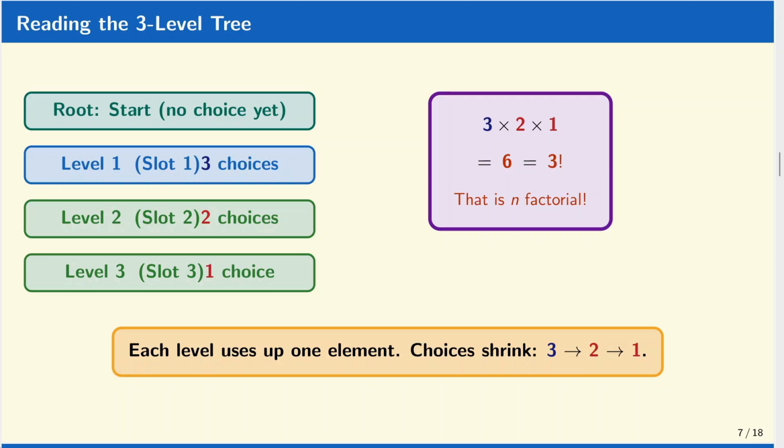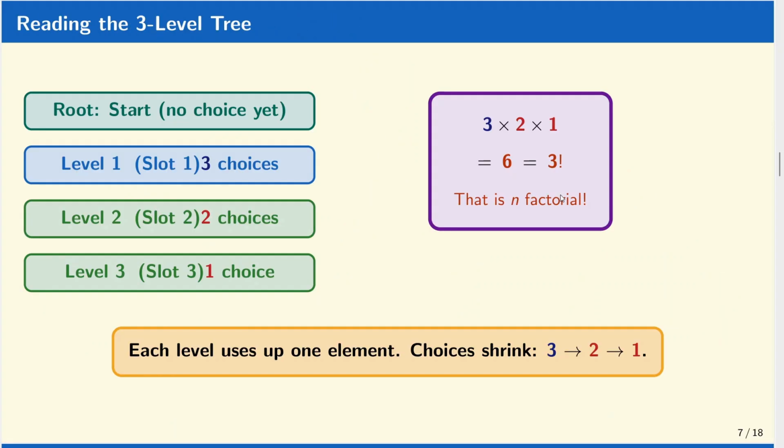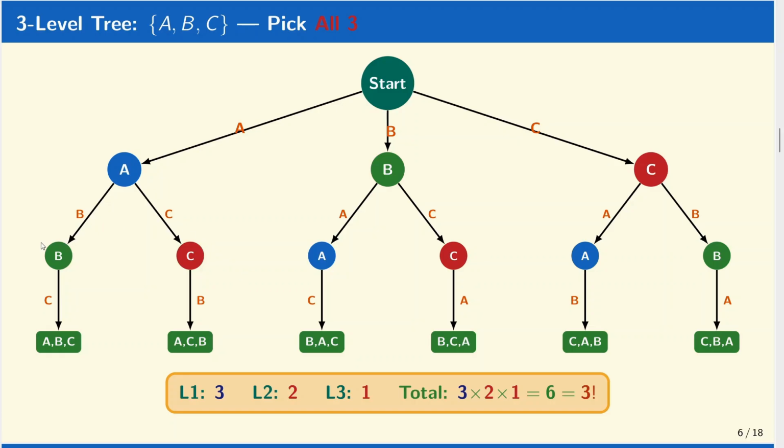Now, let us take a moment to look back at the 3-level tree we just built and carefully read what it is telling us. At the very top, we have the root, which is our start point. Here, we have made no choices yet. Then we move to level 1, which you can also think of as slot 1. Because we are just starting, we have all 3 choices available to us. Once we make that first pick, we move down to level 2, or slot 2. Because one item is already gone, we now have only 2 choices left.